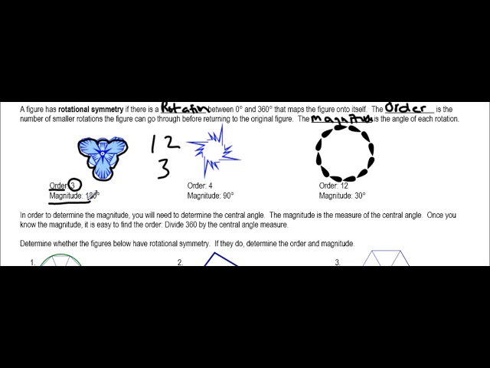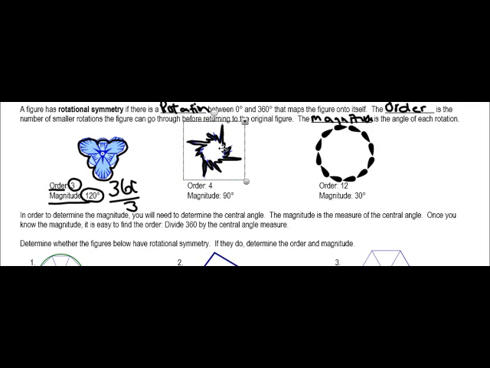The magnitude is you just take the idea behind a circle, the fact that it's 360 degrees total that you can turn the image, and divide that by the order, the number of times you turned it. So 360 divided by 3 gives you the magnitude, and it basically means that each turn you made was 120 degrees.